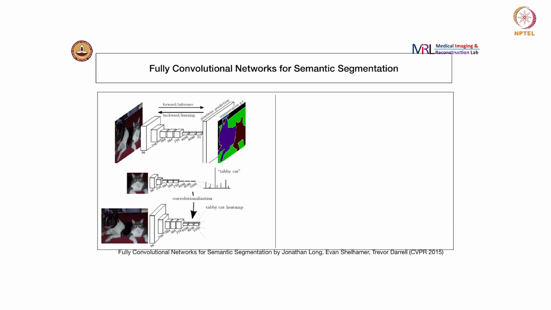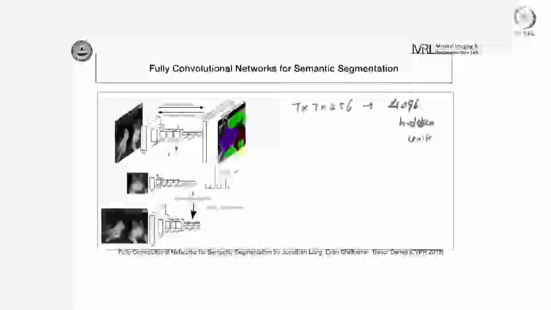Let's just look at this AlexNet architecture. Basically this layer here, typically in AlexNet, is of size 7 cross 7 cross 256, and it's fully connected to the next layer, which has 4096 hidden units. So the idea here to get to a fully convolutional neural network is to convert all the fully connected layers into convolutional layers. So how will we convert fully connected layers to convolutional layers?